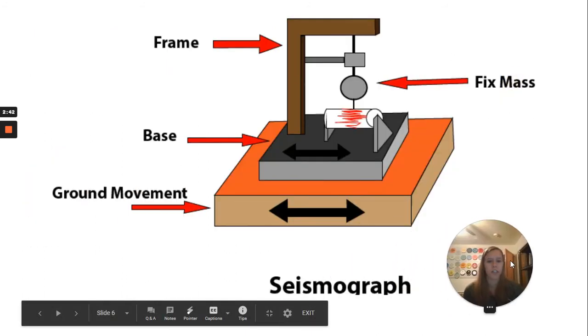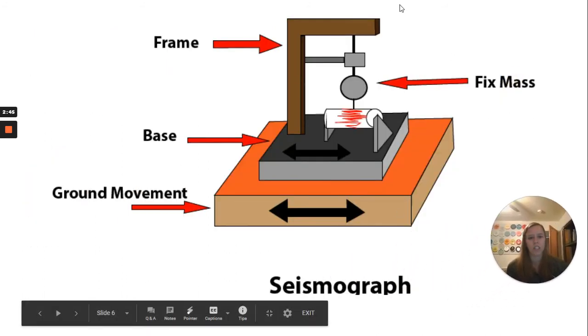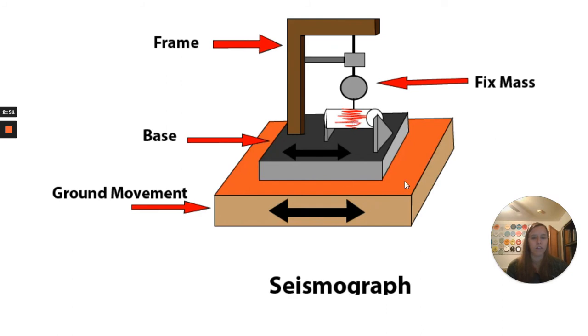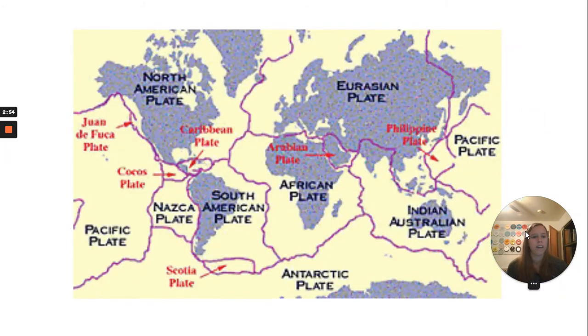So a couple other pictures. Here's a seismograph. So this is the frame, this is the fixed mass, the base, and then ground movement here is what moves all of this. Okay, and then lastly, the plates.